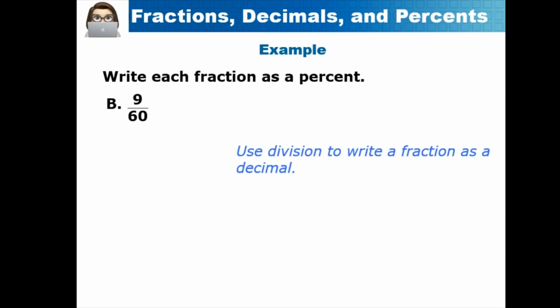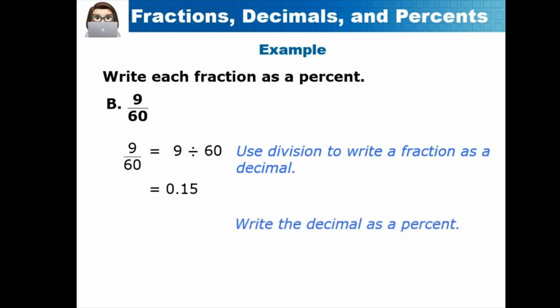Another one, write each fraction as a percent, 9 over 60. So 9 divided by 60. In this case, since 60 is not a factor of 100, we can use division to write the fraction as a decimal. So 9 divided by 60, and that is equal to 0.15. Okay, so that is 15%.